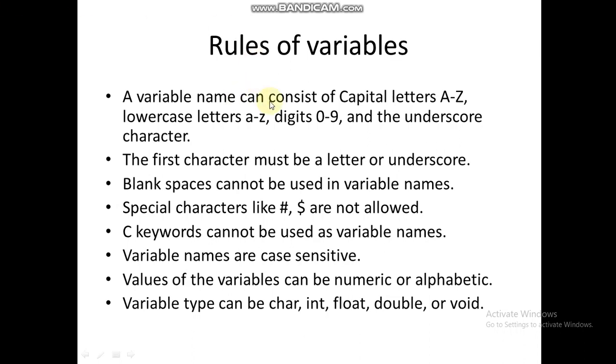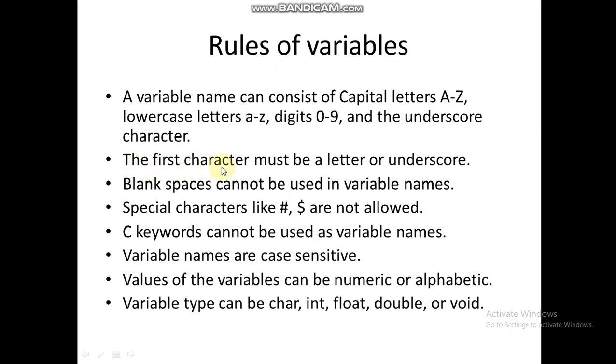First, a variable name can consist of capital letters A to Z, lowercase letters a to z, digits 0 to 9, and the underscore character. Other than this, any characters or symbols are not allowed. For example, the greater than symbol, comma, or full stop are all not allowed. Only letters, digits and underscore. So this is the first rule.